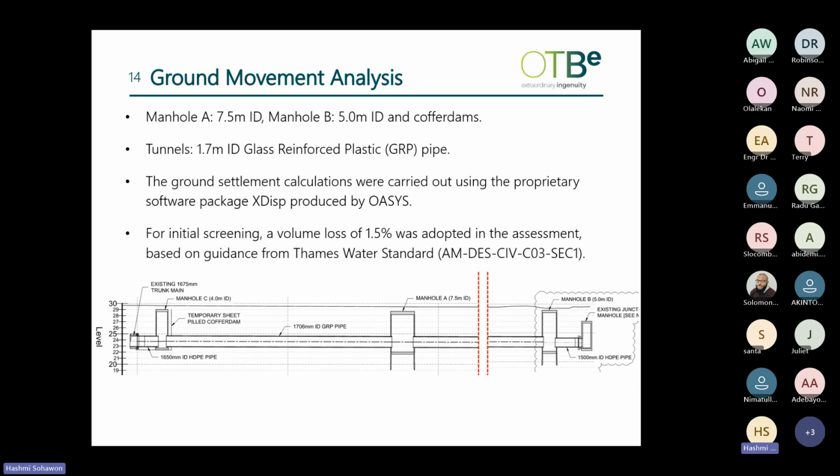For an initial screening, we take into account a volume loss of 1.5%, which will be caused by this tunnel construction. And this is based on guidance from the Thames Water standard.